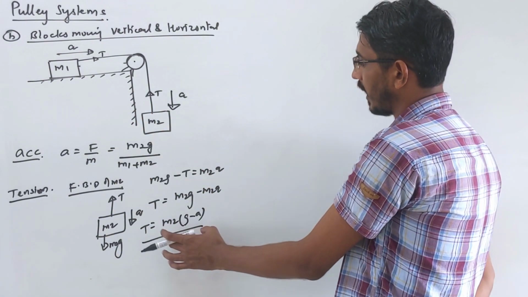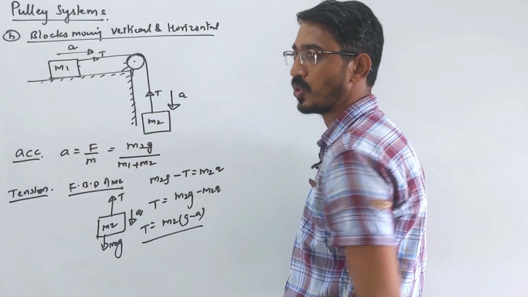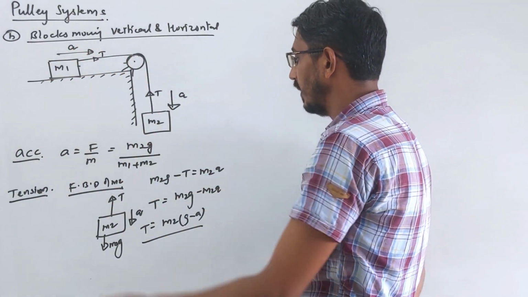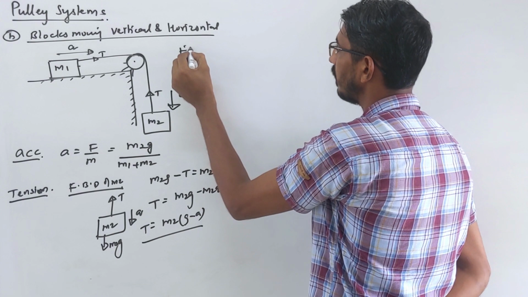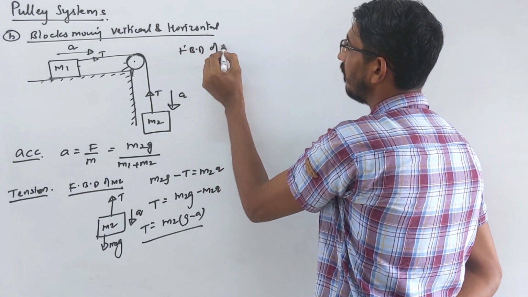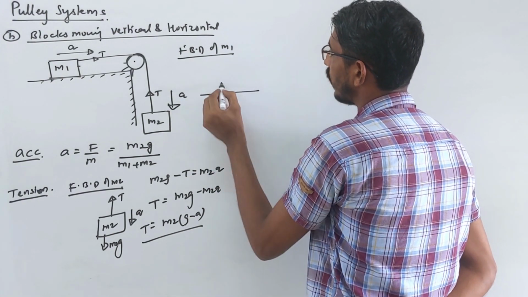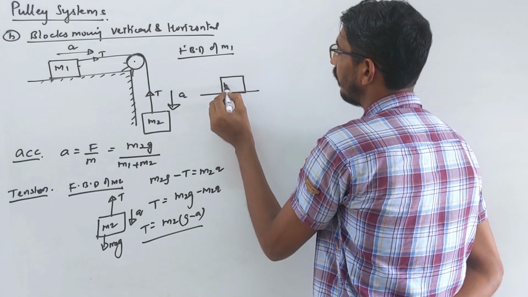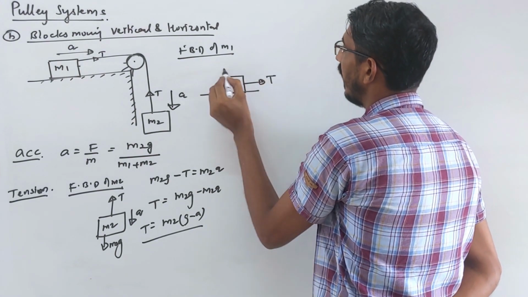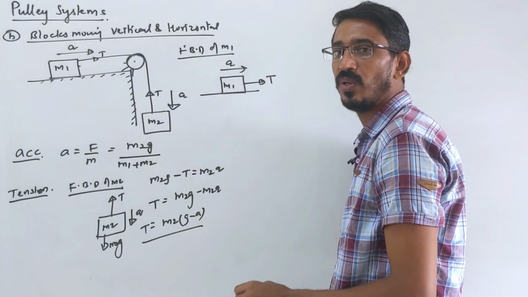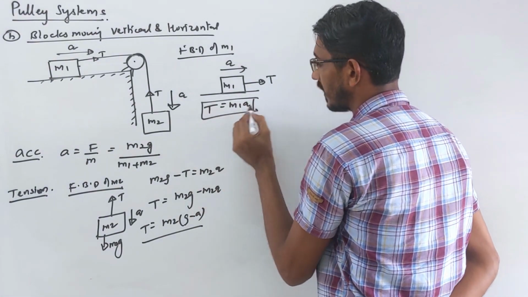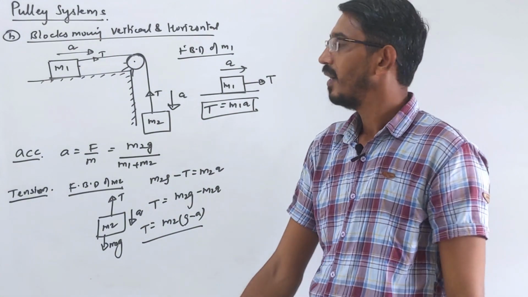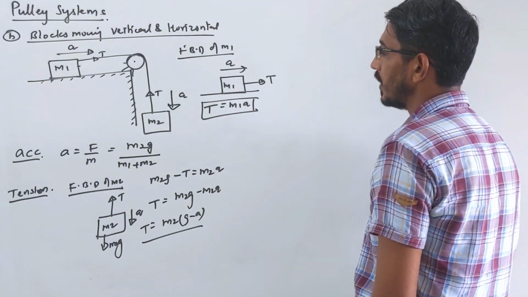The same answer you can get if you write the FBD of the other block also. That's moving horizontally. Suppose you write the FBD of the M1 block, then how does it look? It is moving horizontally, so you should draw it horizontally. This is M1. Here is tension T, and here is acceleration a. No other force. So tension is directly equal to just M1 into a. That's easier than those steps. Correct?